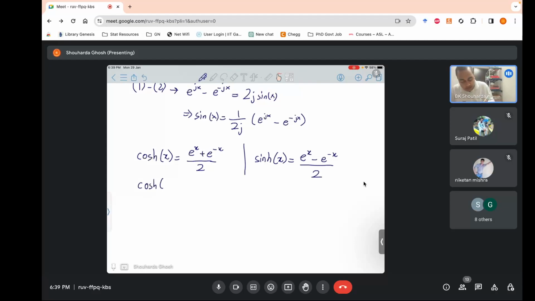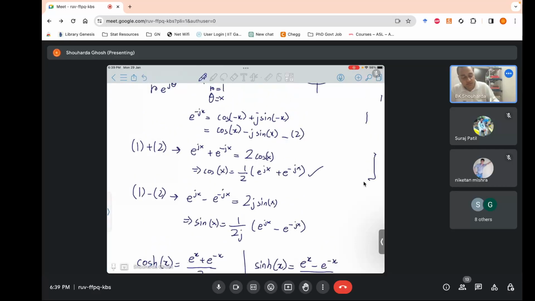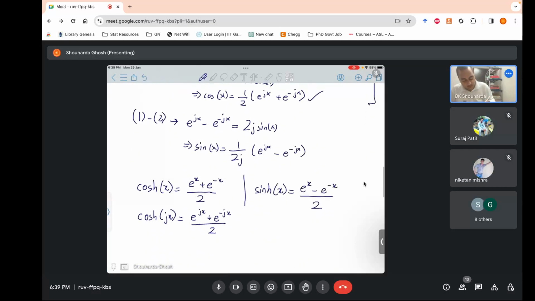Substitute x with jx in cosine hyperbolic. What do you get? E to the power jx plus e to the power minus jx upon 2. What is this? Just check this. This is cosine of x.